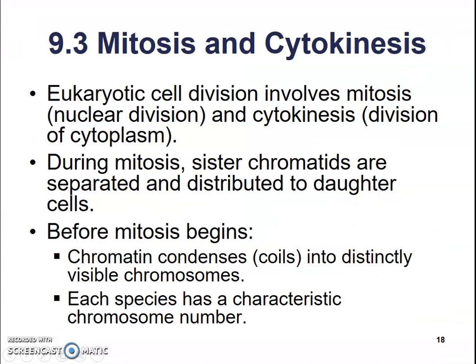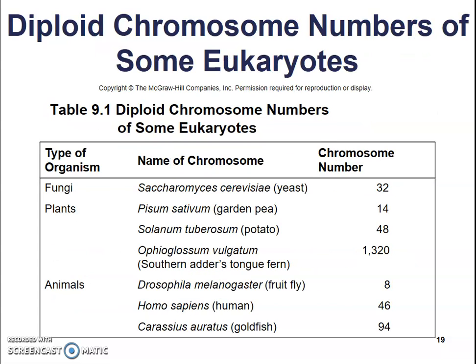Mitosis and cytokinesis. Eukaryotic cell division includes mitosis, which is the division of the nucleus, and cytokinesis, which is the division of the cytoplasm. During mitosis, sister chromatids are separated and distributed to daughter cells. Before mitosis can begin, the chromatin has to condense into very tightly compacted chromosomes, which can be seen using a microscope. Each species has a characteristic number of chromosomes.